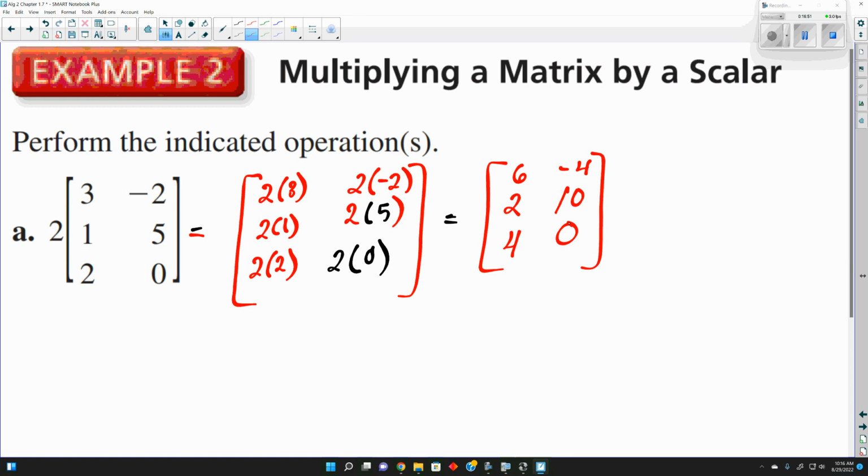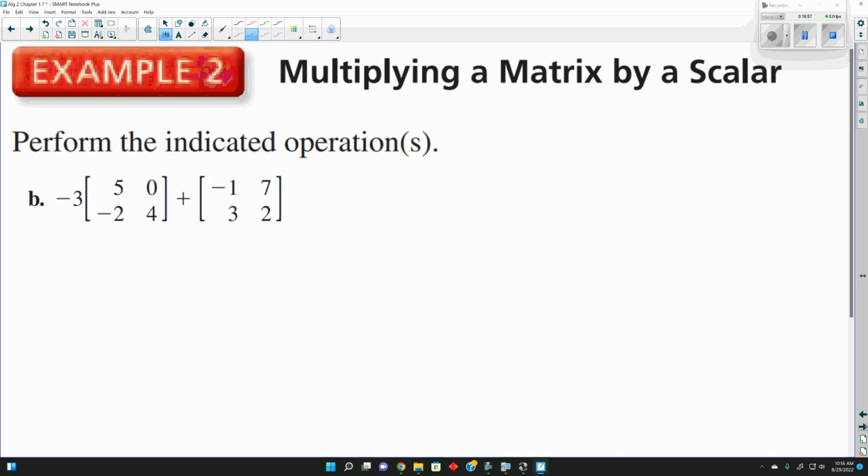And guess what else we can do in the calculator? Yes. So we would multiply the whole thing by negative 3 and add the 2 together. The first thing we could do is distribute the negative 3. So we'd have negative 3 times 5, negative 3 times 0, negative 3 times negative 2, negative 3 times 4.